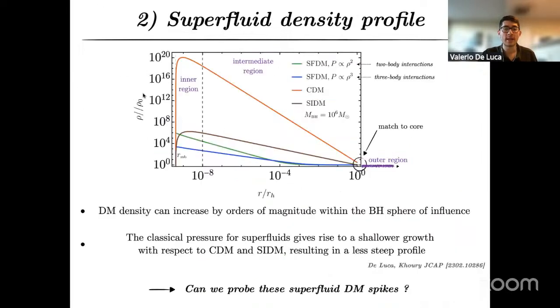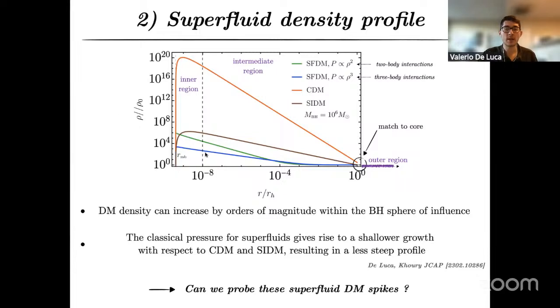So the vertical axis shows the density profile of the dark matter as a function of the distance from the center. So here in the outer region, you expect to match the core. And as you can see, within the black hole sphere of influence, there is an enhancement in the density profile. So there are spikes which can increase by various orders of magnitude compared to the mean profile.